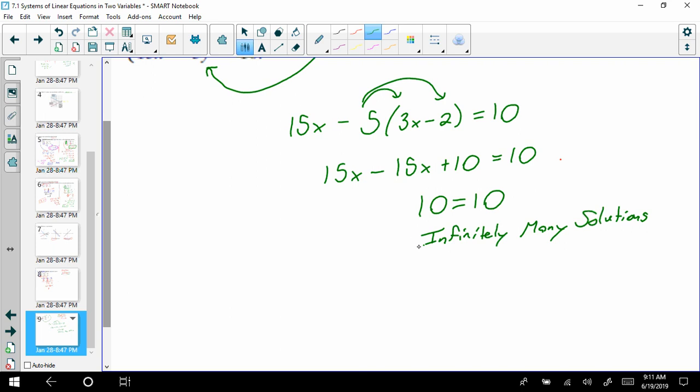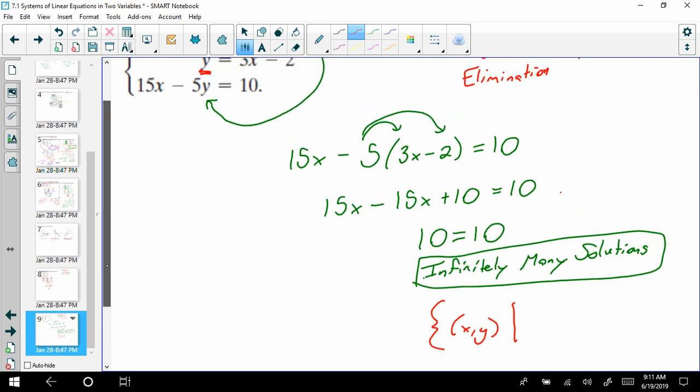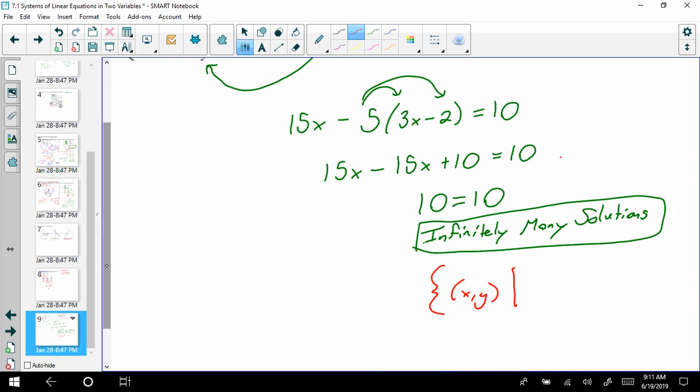On like a test, I'm fine if you say this and you stop there. On MyMathLab, they might word it a different way. If your answer comes out to infinitely many solutions, here is how they might write the answer. You're going to see that lovely little curly bracket that I can't draw. And then you're going to see the ordered pair x comma y, and then a bar. And then after the bar, they will put one of the two original equations. So they might do this, or they might write the answer like this.